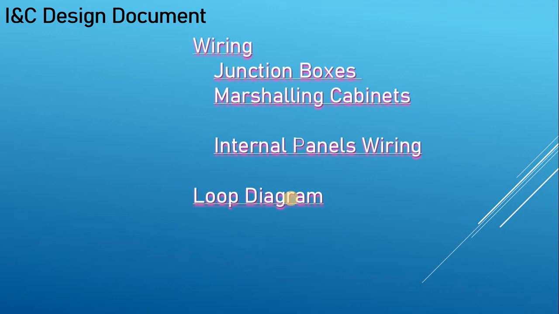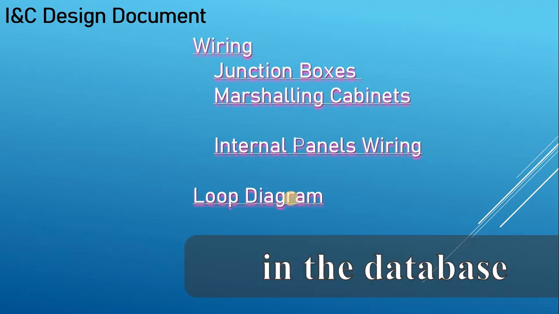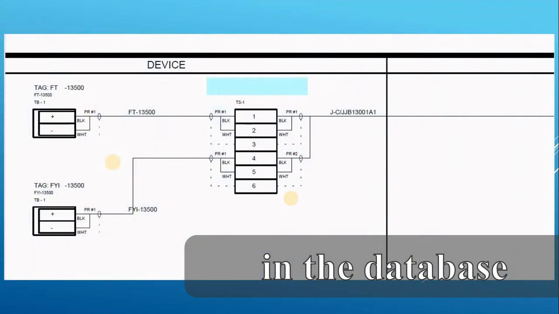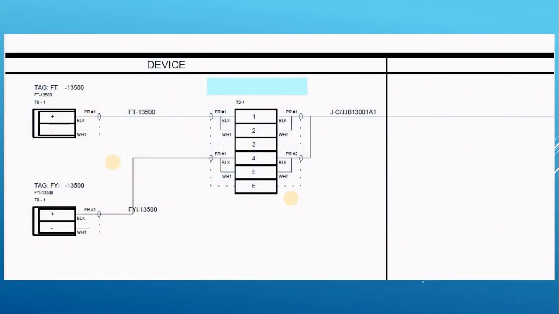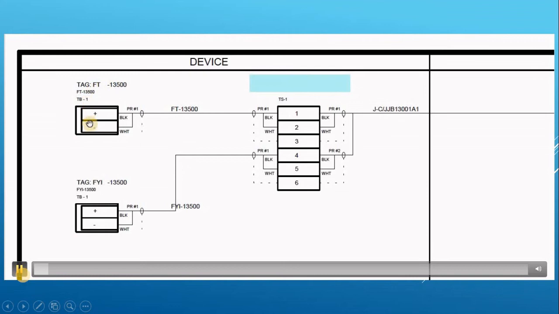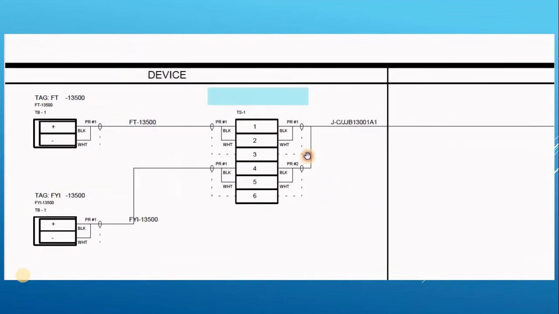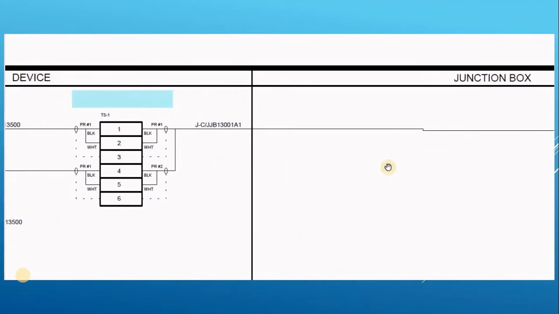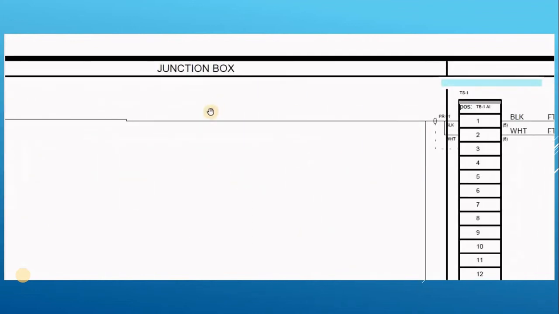A word of caution in the wiring: sometimes when you start to create the loop drawing in a DCS, the loop drawing takes a lot of time in the generation. Sometimes it takes 5 minutes for each drawing, or 10 minutes, sometimes more or less, depending on the database and where the database is located. This is a typical loop drawing. As you can see, the device is on the far left, connected to a small junction box, where you can see all the cables coming from the device to the junction box.